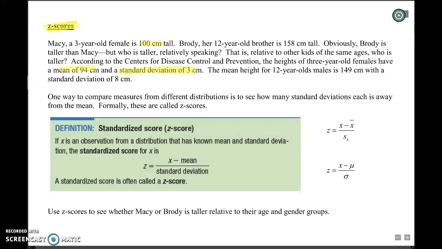But who's taller relatively? One way to compare measures from different distributions is to see how many standard deviations each is away from the mean. These are called z-scores. I'm going to introduce the formulas down here, but you don't really need the formulas. Macy's 100 centimeters tall. The mean is 94. She is 6 centimeters taller than the mean. So then to scale it, how many standard deviations is it? Well, 6 divided by 3 is 2 standard deviations. That's what z-scores are. It's a measure of how many standard deviations she is above or below the mean. In this case, she's 2 standard deviations above.